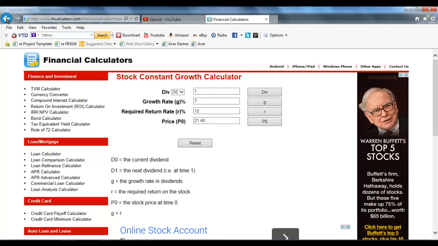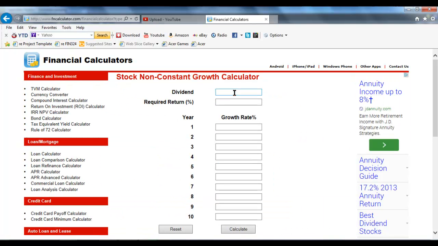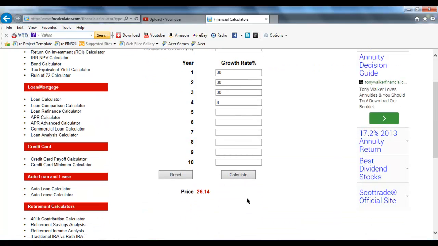Let me back out, and let's do that last one, the non-constant, the one that really hurt. I believe that one had a dividend of $1, and a required rate of return based on the CAPM of 15%, and then it had 3 periods of growth of 30%. And then it went back to a constant growth of 8%. And if I calculate that one, you should get $26.14. Much easier. So you can calculate using this website much quicker.